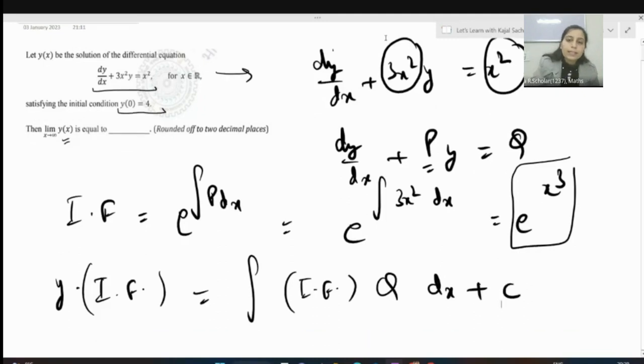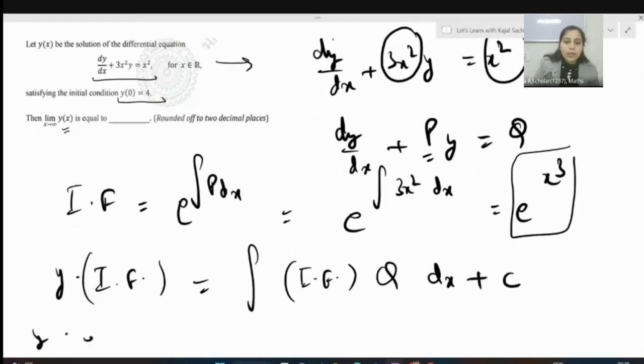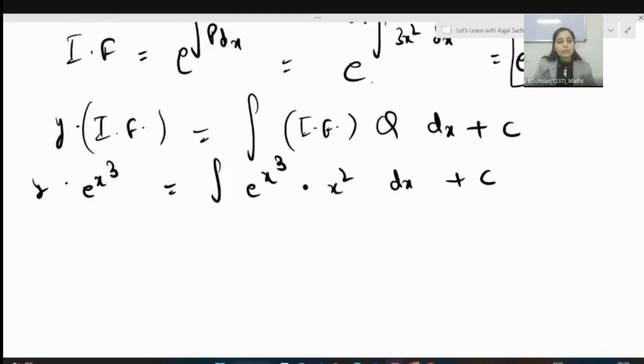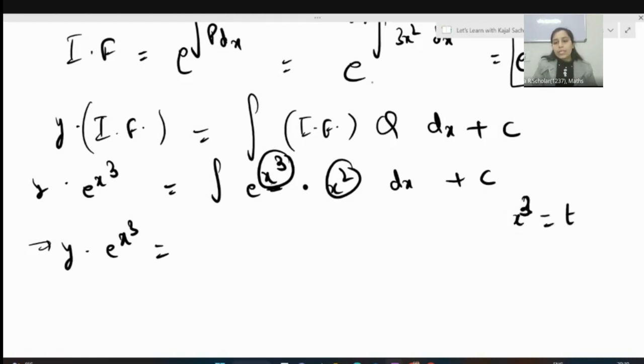So just applying this, y into e raised to power x cube is equal to integration e raised to power x cube into q, that is x square dx plus c. Now we can see from here x cube and here x square. So we can substitute x cube as t. We get 3x square dx is equal to dt. So x square dx is equal to dt upon 3.